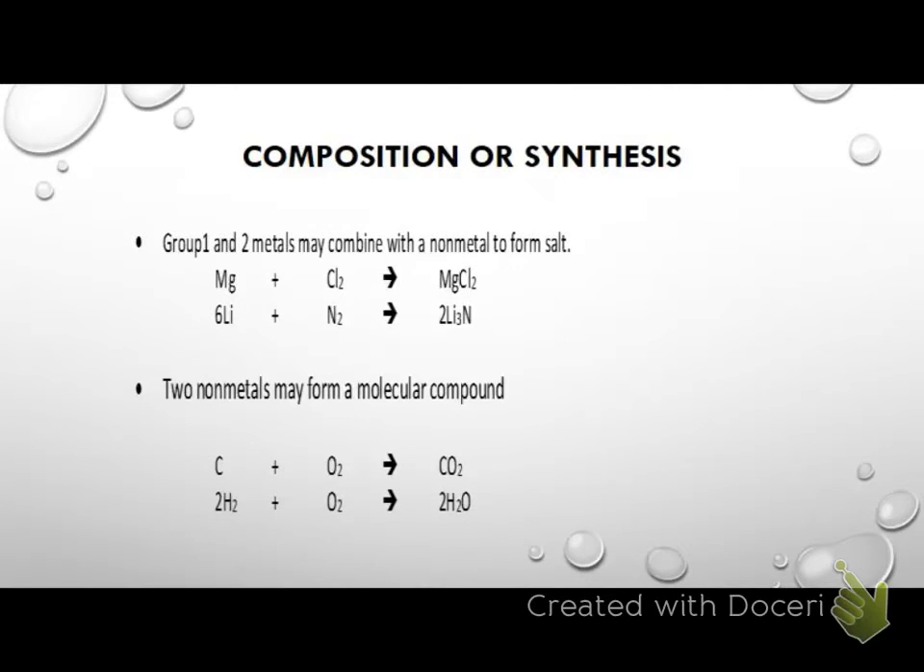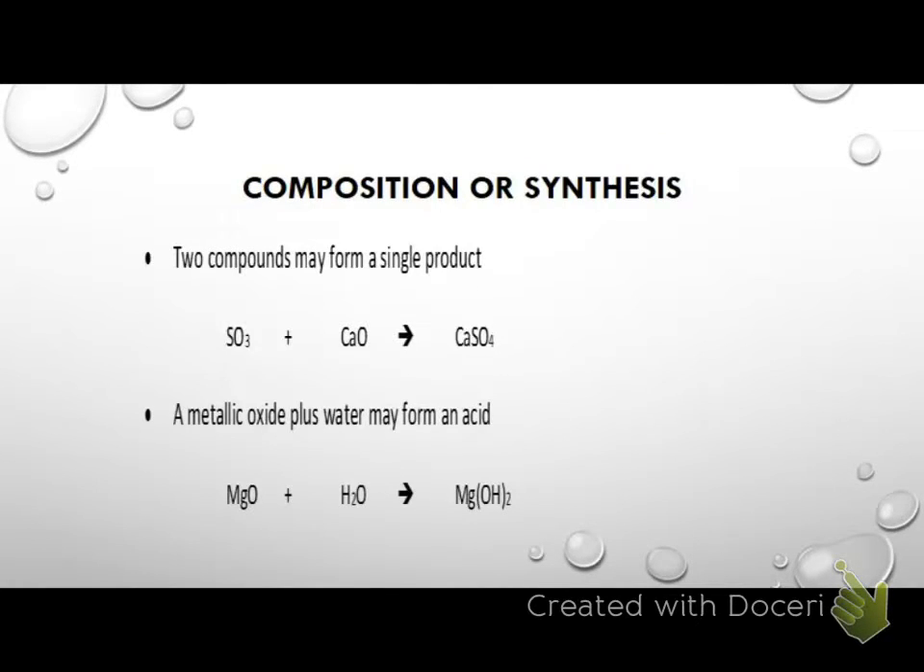Two nonmetals, if you react two nonmetals, they're probably going to form a molecular compound, obviously, because that's what they would form. So then you would have to kind of know what's going to do. CO2 is usually going to come from C and O2, okay? Some other examples of that, two compounds may form a single. So here I had SO3 plus CaO, and it actually is going to make CaSO4. Okay, it's still going to make one compound, so it's still going to be a composition.